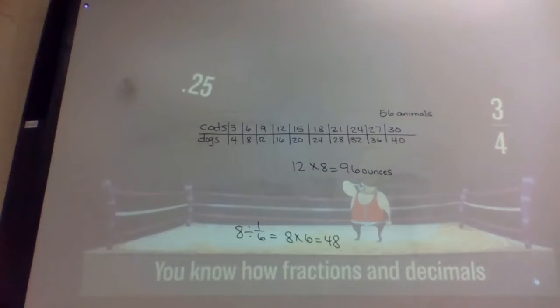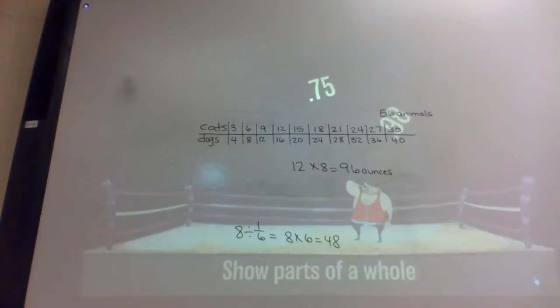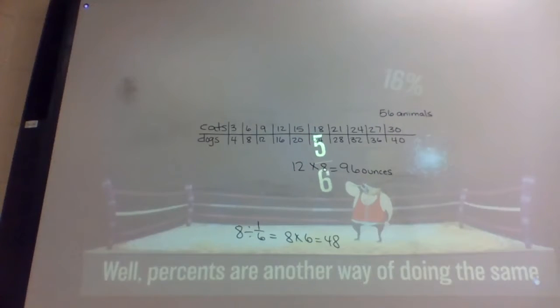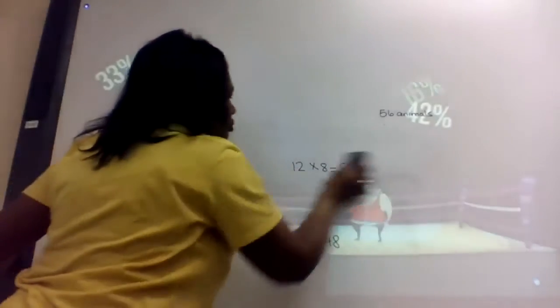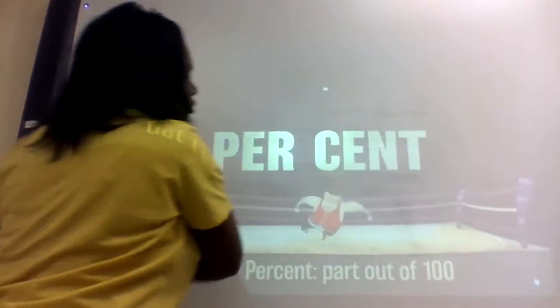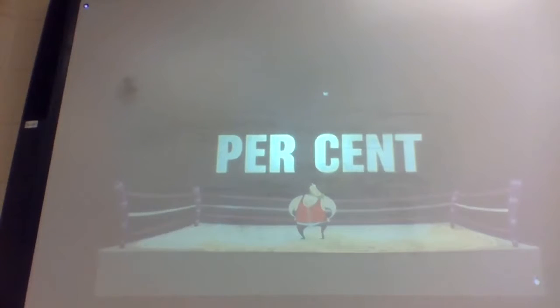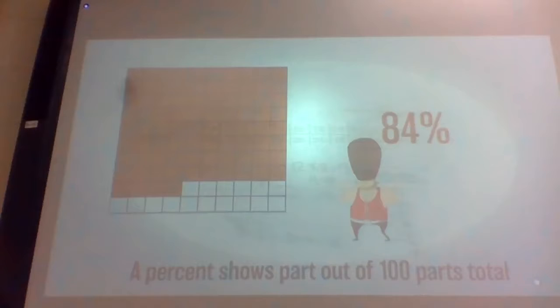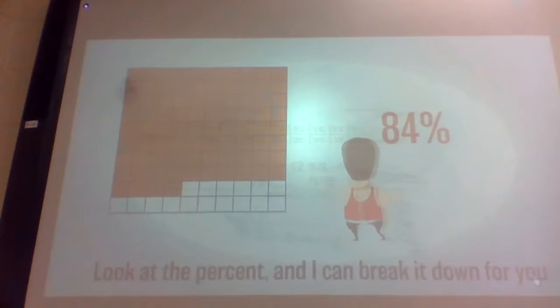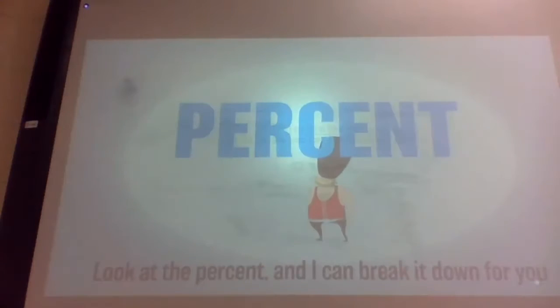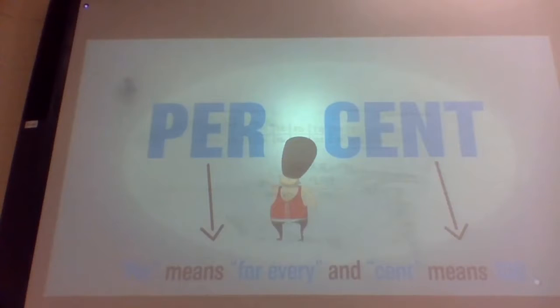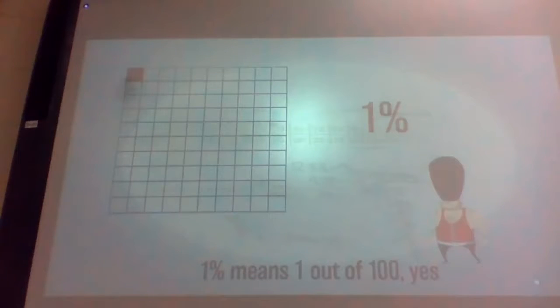You know how fractions and decimals show parts of a whole. Well, it's just another way of doing the same. Part of 100. A percent shows a part of the 100 parts total. Look at the percent and I can break it down for you. Per means for every, and cent means 100, like a century, 100 years. 1% means 1 out of 100.